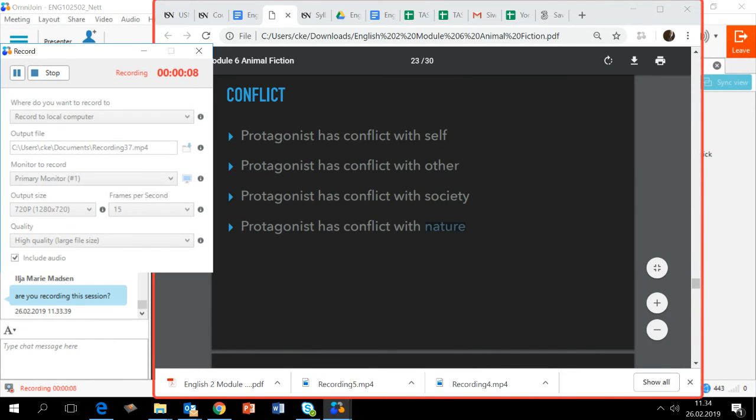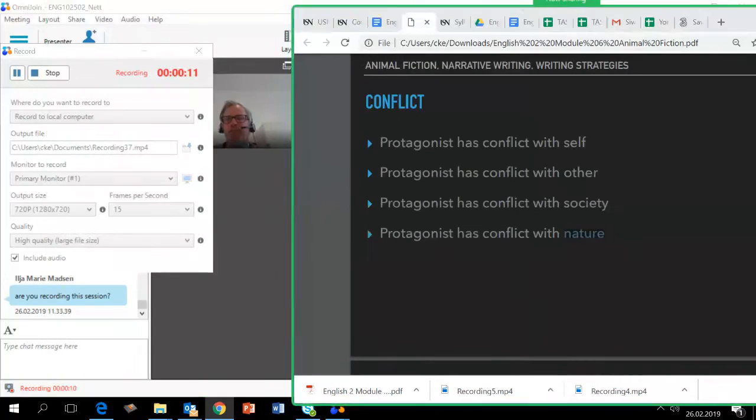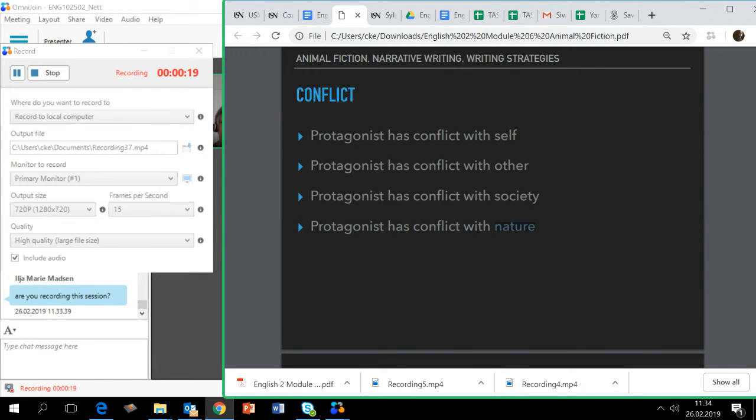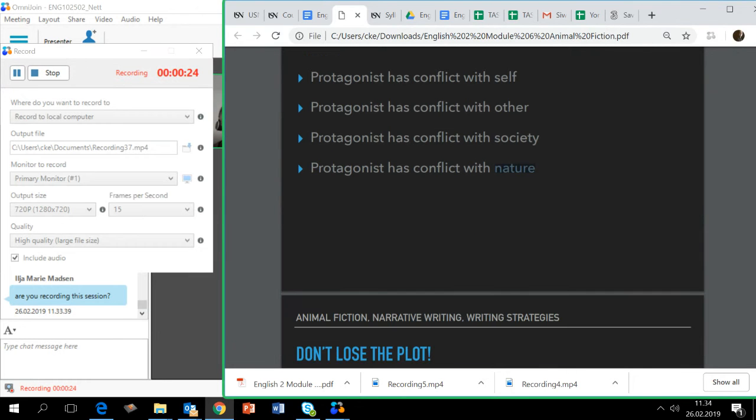We're looking at narrative writing today. We talked about the protagonist, conflict with self, with another character, with society, and with nature. So these are quite useful ways of seeing the exposition or the setup in any book.